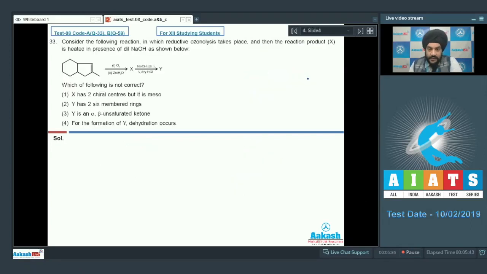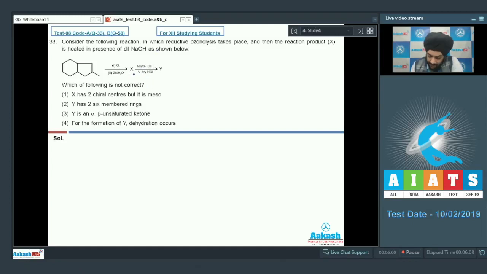Question number 33. Consider the following reaction in which reductive ozonolysis takes place and then the reaction product X is heated in presence of dilute NaOH as shown below. Students, in the first step, the examiner is interested in the reductive ozonolysis, and in the second step, the examiner seems to be interested in the aldol condensation.